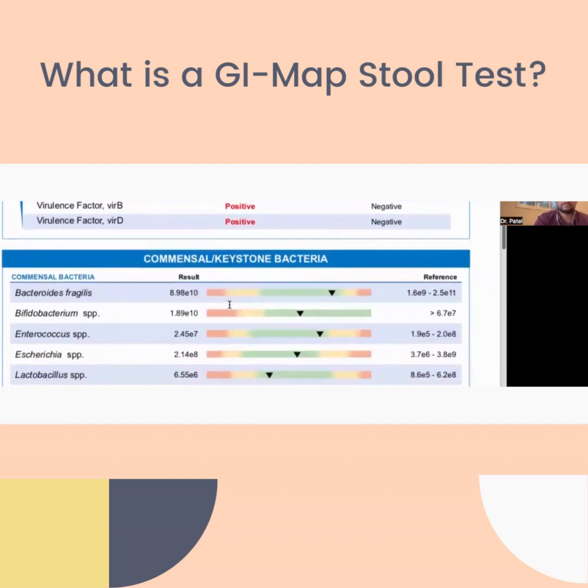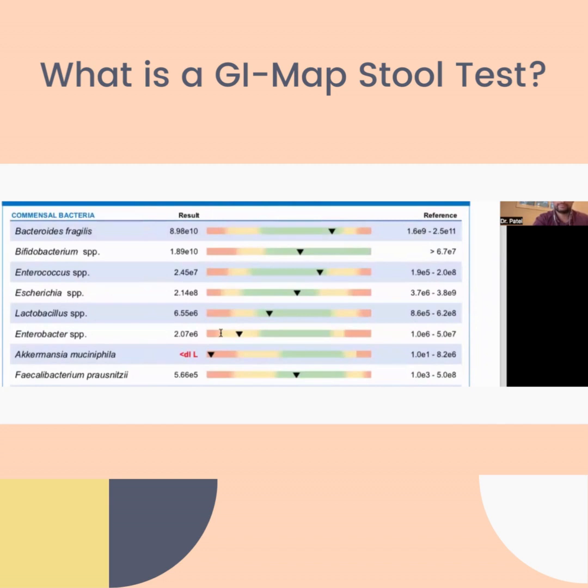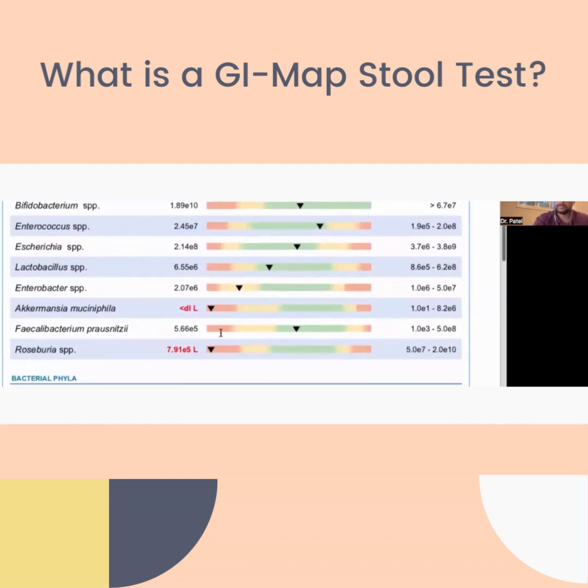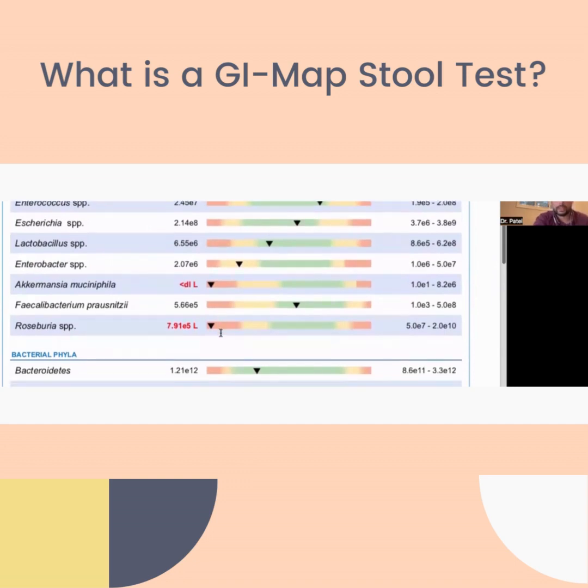Very positive here. And we can treat that naturally. That's a question we get a lot. H. pylori is definitely treatable without antibiotics. Absolutely. On the bottom of this is the commensal and keystone bacteria. Again, a fancy name for probiotics.